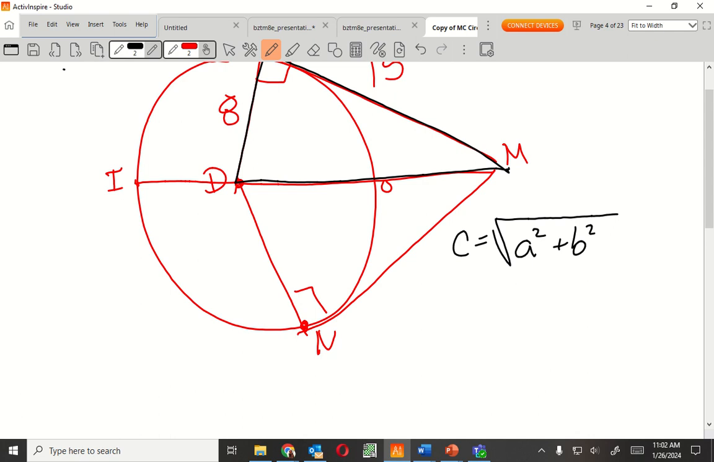All right, so C is equal to the square root of A squared, which is 8, plus B squared, which is 15 squared. And this is where you pull out your handy dandy calculator.